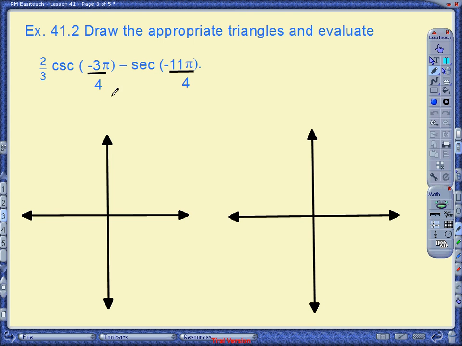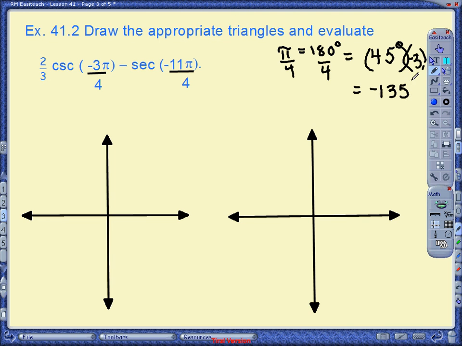problem, we have a problem in radians. Now I want you to remember that pi always equals 180 degrees. And therefore pi over 4 is going to equal 180 divided by 4, or 45 degrees. If we multiply this by -3, we get a -135-degree angle.